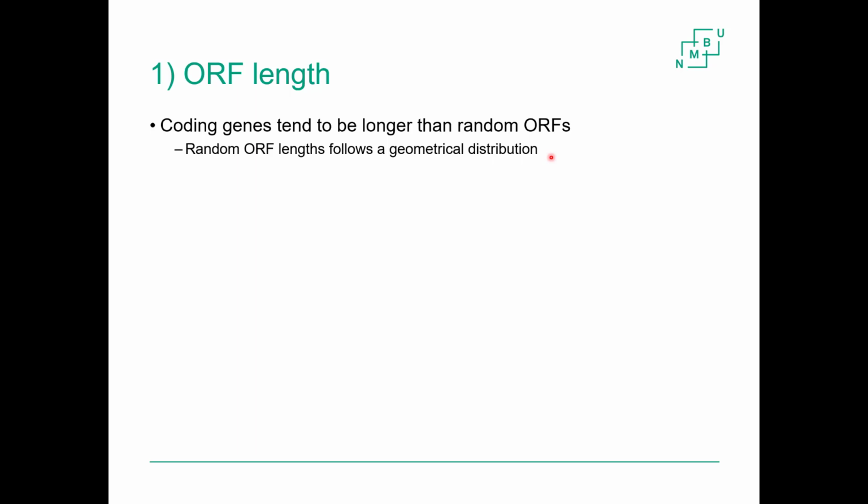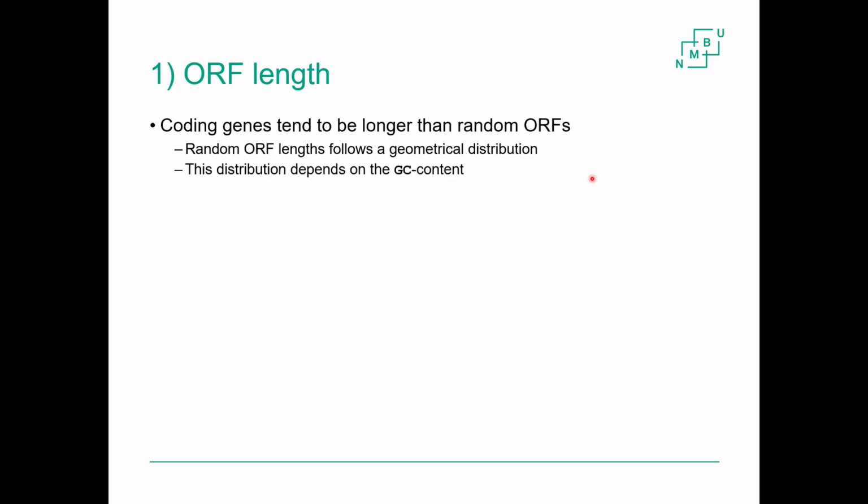But if it's not a stop, then you add 1 codon and you flip your coin again. Is the next codon a stop? And if it's not, then you add another codon and you flip the coin again, right? So the length of the ORF is how many codons can I lay down before I see my first stop, right? And that's why it appears to be a geometrical distribution.